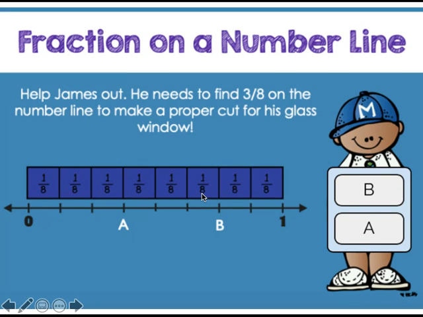All right. Help James out. He needs to find 3/8 on the number line to make a proper cut for his glass window. Here we go. 1, 2, 3. It should be A.